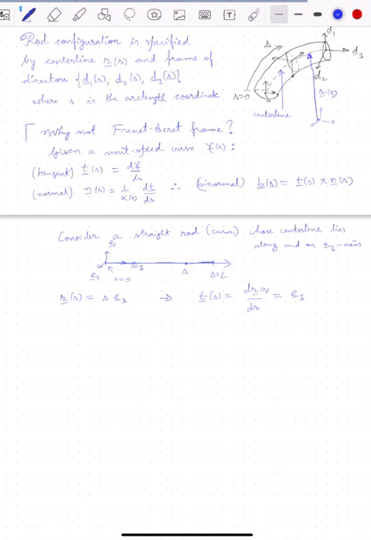Now when we take a look at dT vector by ds, it's as if dE3 by ds. And you recall E3 is a constant vector, which means it's a zero vector. So which means kappa of S, the absolute value of curvature, which was the norm of dT vector by ds, is just 0.